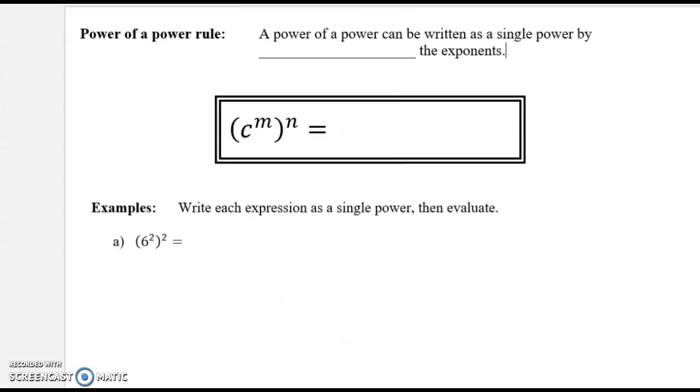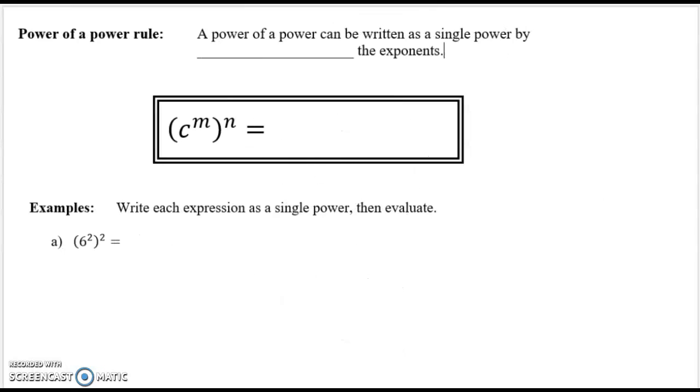Okay? So basically the rule is a power of a power, which is what this is called. A power of a power can be written as a single power by multiplying the exponents. Okay, so this can be written as c to the exponent mn. When there's nothing in between it, it means multiply.